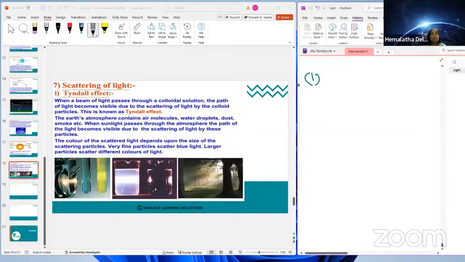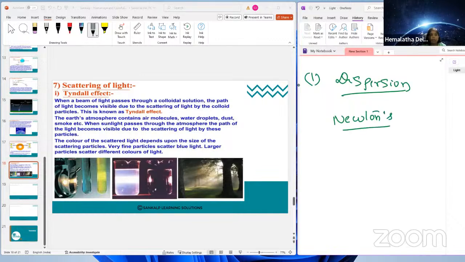Maybe they will ask like this. What is dispersion? A commonly asked question. Then Newton's experiment. Based on Newton's experiment, you have to explain that white light consists of 7 colors. First, dispersion takes place, the splitting up of light due to the refraction of light. Then recombination, meaning everything comes together again. Recombination takes place due to the other prism. Double refraction takes place here.